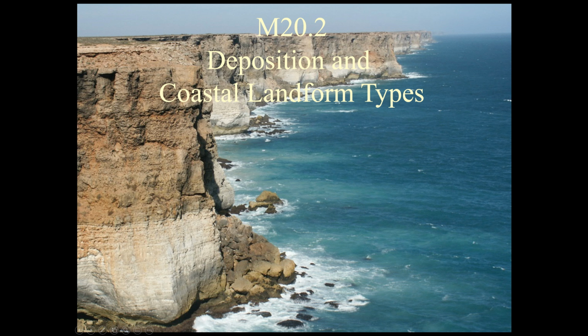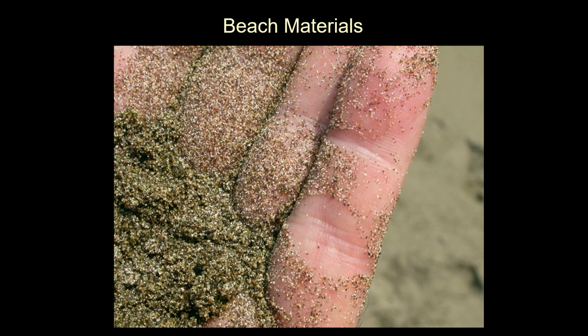In the second video for Module 20, we consider deposition and coastal landform types. When we think about deposition, sand is the best example of a depositional material. We know that deposition happens after erosion, so you have to remove it from somewhere, and then transport it. So where materials are left behind, we refer to that as deposition.